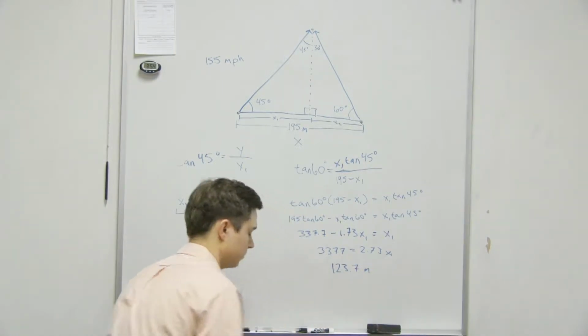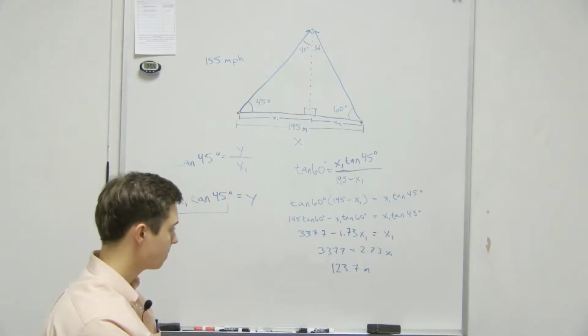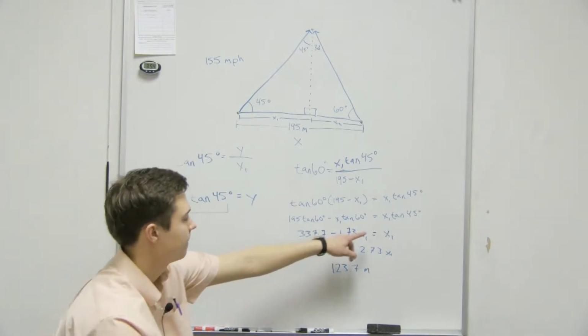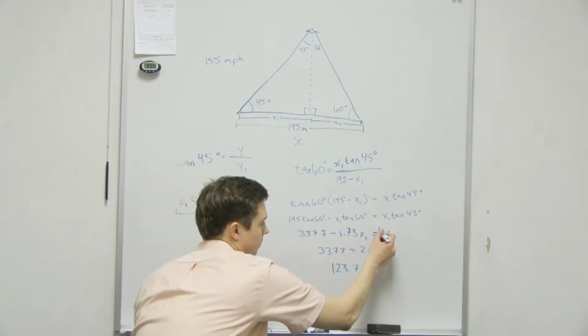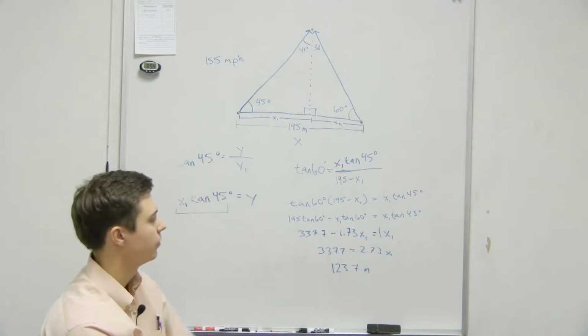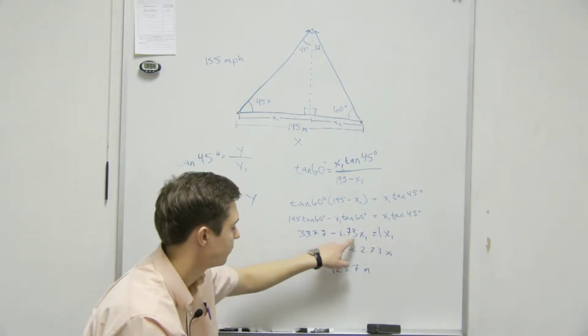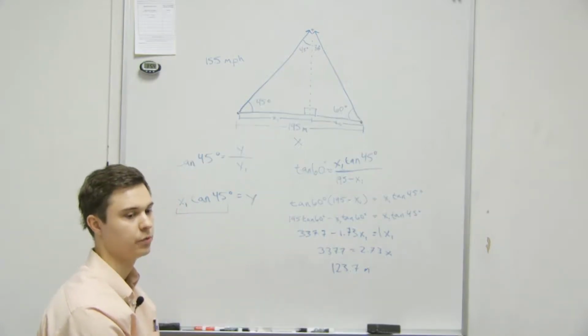Why is it 2 instead of 1? Why did it change from 1.73 to 2? Because we have one x. Yeah, because there's a 1 here. So when you add 1x1 plus 1.73 x1, you get 2.73 x1.